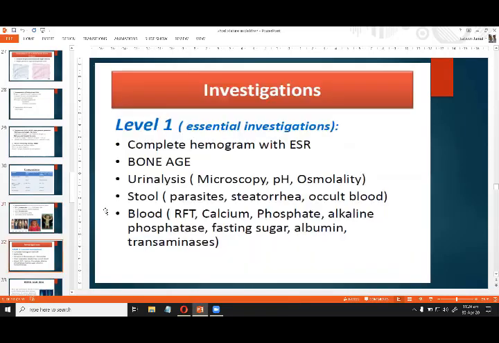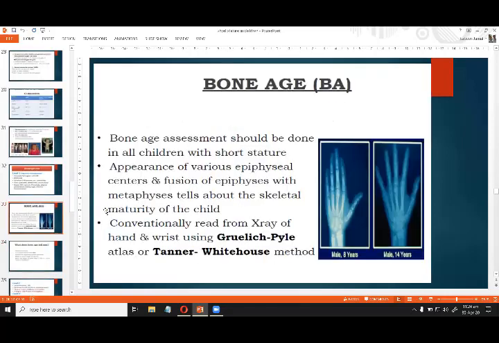Now, coming to the investigations that we have covered for short stature, level 1 that you have to do in any case, whatever your suspicion: CBC, ESR, bone age, urine analysis including microscopy, pH and osmolarity, and stool examination for parasites, and blood examination for renal function test, calcium, phosphate, alkaline phosphatase, blood sugar, albumin. It should be done in all children who have short stature.